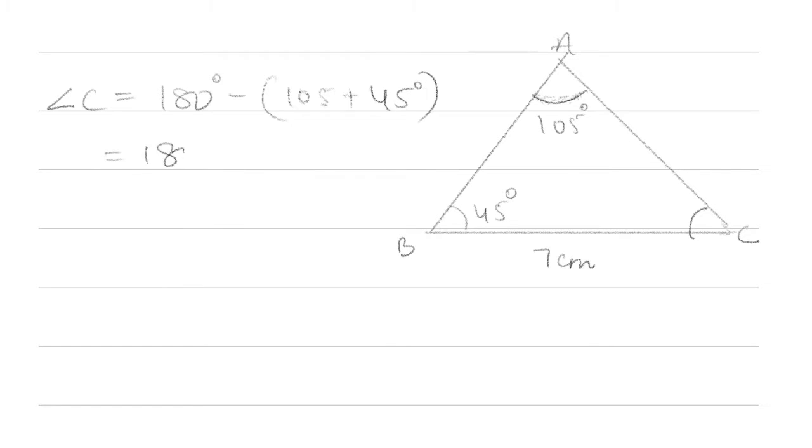So this is equal to 180 degrees minus 150 degrees. So this is equal to 30 degrees. So this is 30. And we have to draw another triangle which will be 3/4 of this triangle. Let's start constructing.